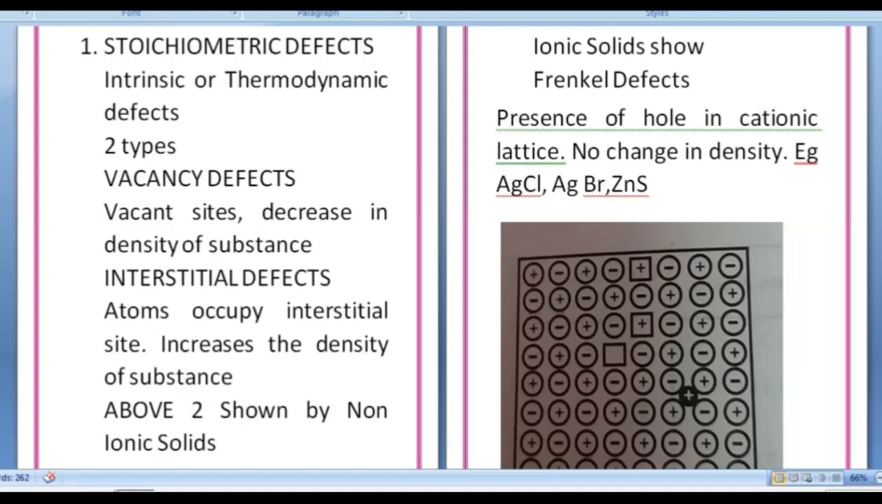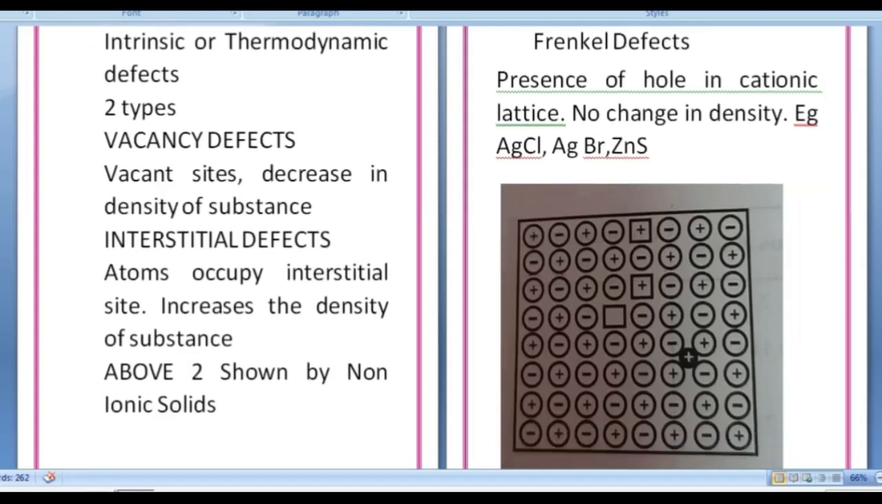student has left his or her place and has come and sat with somebody else. They've changed the places. So this type of system in which the number of students remains the same, the density of the crystal does not change. Frenkel defects can be found in AgCl, that is silver chloride, silver bromide and zinc sulfide.